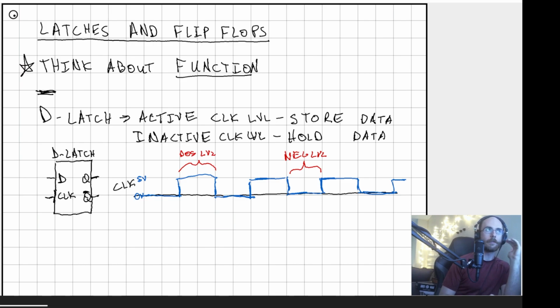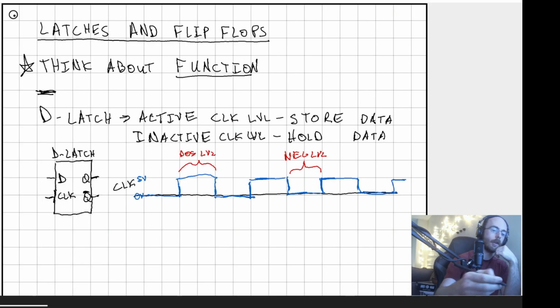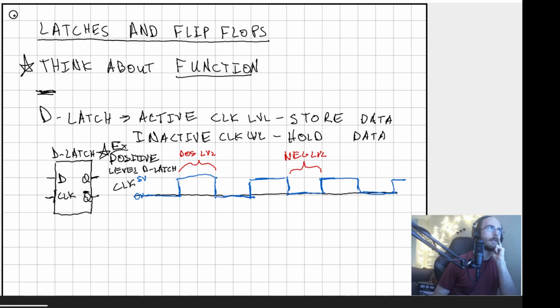Trying to get the active clock, there's two options, right? We could say the clock is active on the positive level, or we can say it's active on the negative level. And so for this example, we're going to switch right back to our normal pen color. We're going to say positive level D latch. Okay, so this example we're going to do is going to be the positive level. Okay, so we have our clock signal.